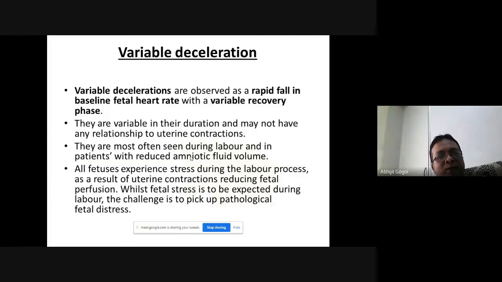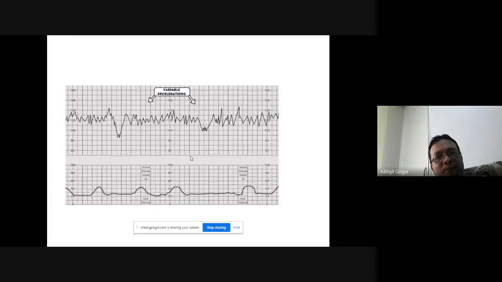Now variable deceleration. Variable deceleration means there's no relation between the deceleration and the contraction. It is falling everywhere. It is falling here. There's no relation to the contraction. Contraction is here, here, but it's not early and not late. It is falling in the middle. It's not late, okay, not early. It's falling in the middle. So this is a variable deceleration.